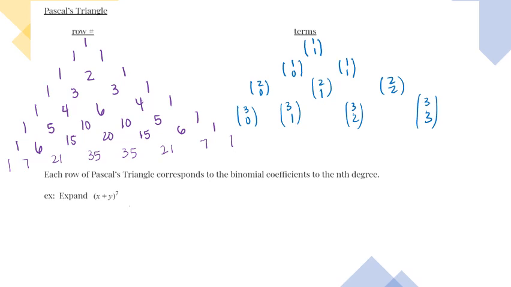So imagine if I asked you to find the coefficients of the 100th term. You don't want to create a Pascal's triangle all the way up to the 100th term. Instead, what you could do is start off with 100 choose 0, 100 choose 1, and maybe I would only ask you for the first 4 terms instead of the whole 100 terms. Each row of Pascal's triangle corresponds to the binomial coefficients to the nth power.